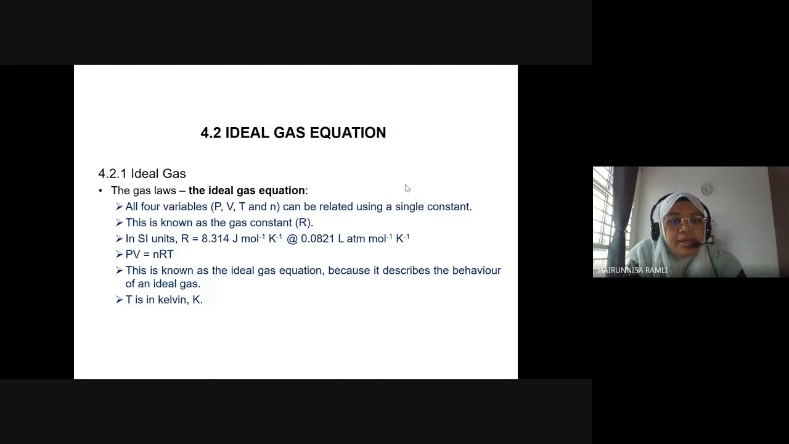So, ideal gas ni basically adalah combination. Dia macam combine gas law tu juga. We combine P, V, T and N. Okay. And kita relatekan dengan single constant. We call it gas constant, R. R huruf besar. Okay. So, in SI units, okay, R ada dua value yang you perlu ingat. First is 8.314, another one is 0.0821. So both have two different units. Unit dia berbeza eh.